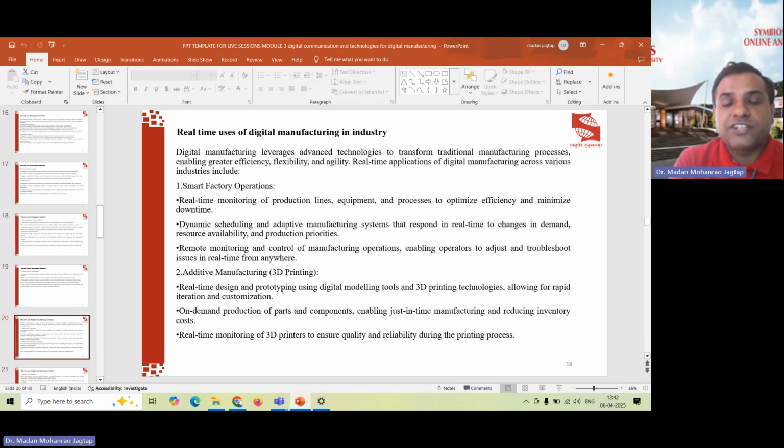Then additive manufacturing, 3D printing. So real-time design and prototyping using digital modeling tools and 3D printing technologies, allowing for rapid iteration and customization. On-demand production of parts and components, enabling just-in-time manufacturing and reducing inventory costs. Real-time monitoring of 3D printers to ensure quality and reliability during the printing process.